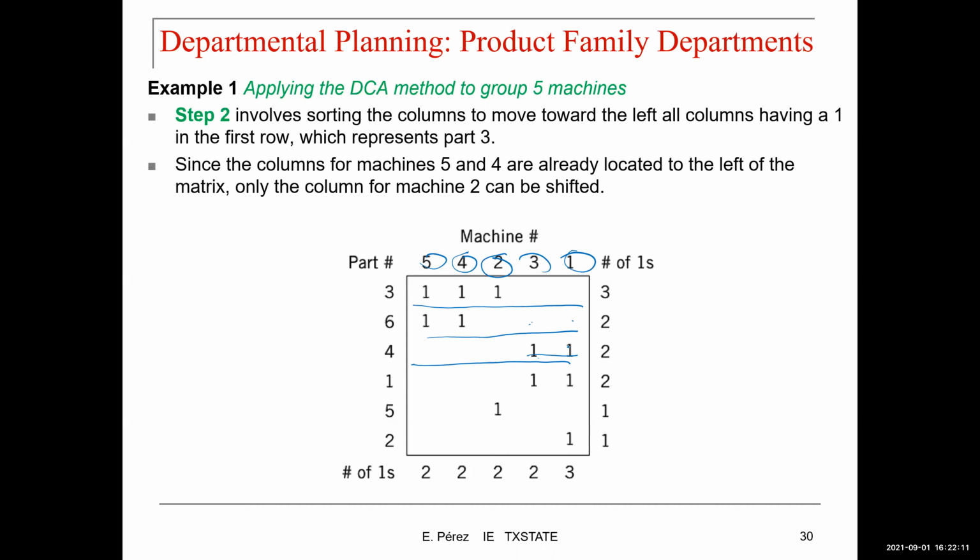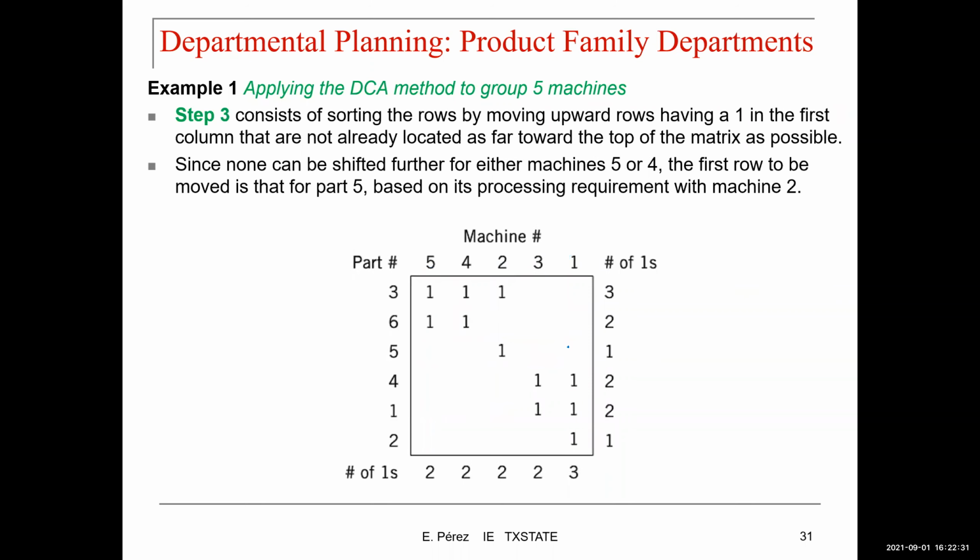Okay, so that's for step 2, which involves sorting the columns to move toward the left all columns having a 1 in the first row, which represents part 3. Since the columns of machines 4, 5, and 4 are already located to the left of the matrix, only the column for machine 2 can be shifted. Okay, so step 3 consists of sorting the rows by moving upward rows having a 1 in the first column that are not already located as far to the top of the matrix as possible.